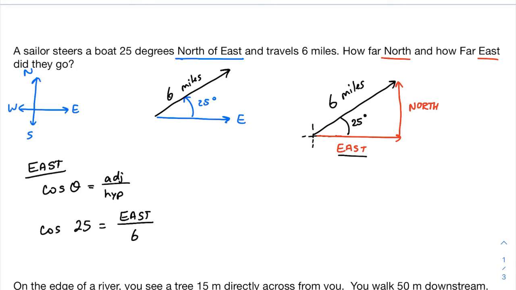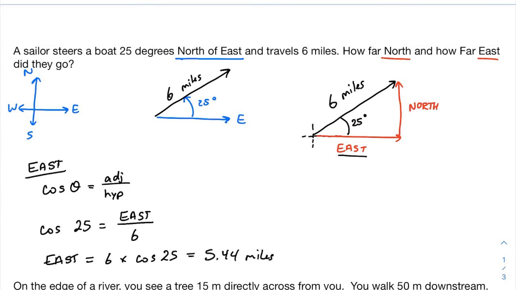Now remember, when you are doing your trig functions in this class, you need to be in degree mode on your calculator. So make sure that the setting in your calculator is in degree mode. And you would just rearrange this. The east side is going to equal 6 times cosine of 25. I'd stop the video, do the problem on your own and check, and you should get an answer of 5.44 miles.